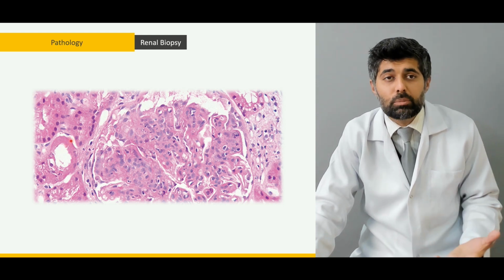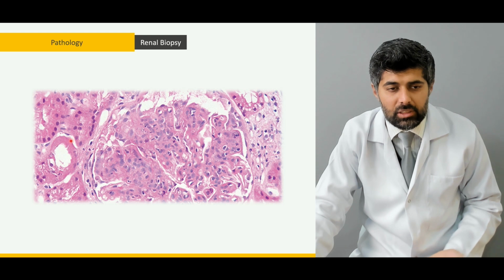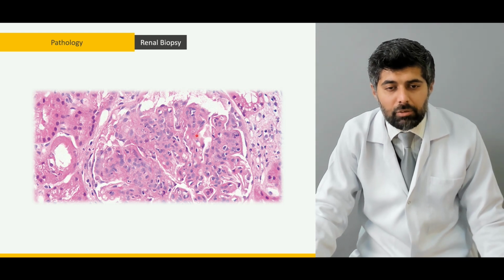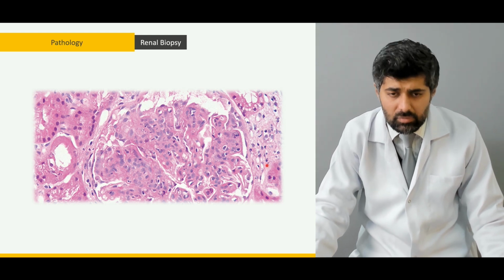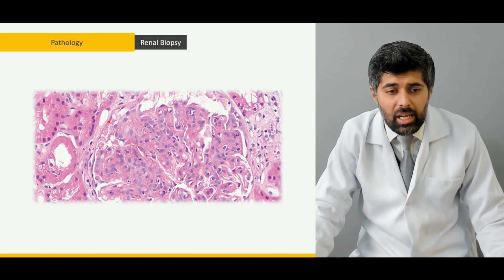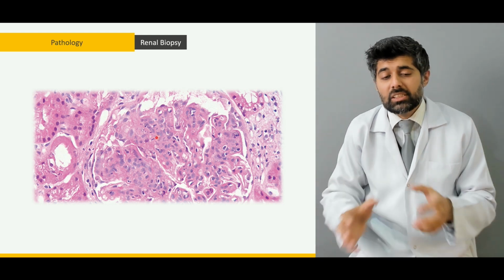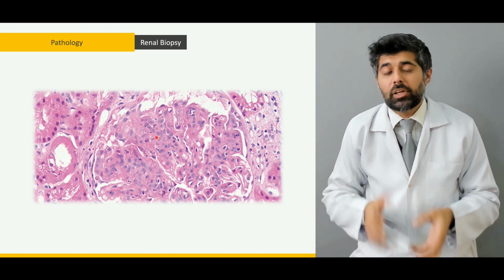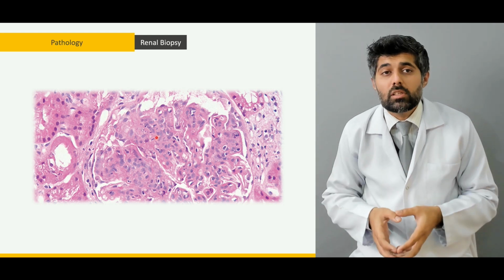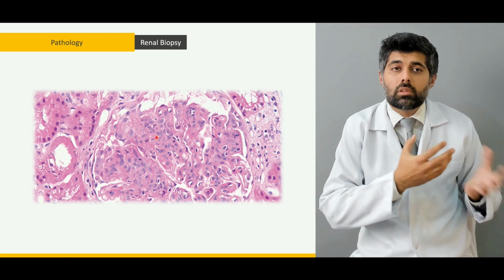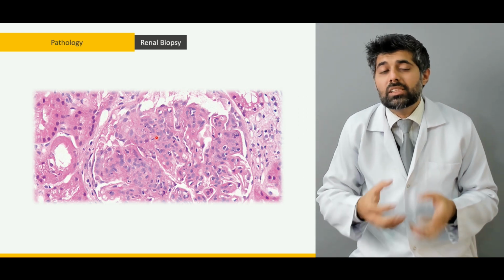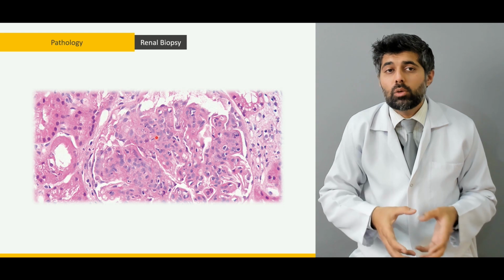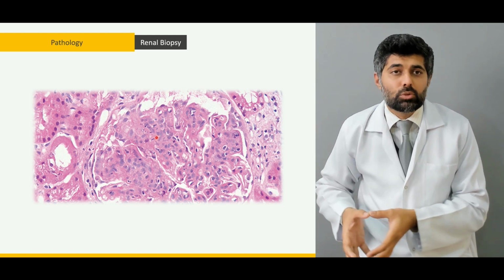Why? Because of the deposition of the antibodies. There is also the infiltration of the lymphocytes. There are a lot of lymphocytes, these blue dots, inside the cells, and because of this, this is very typical of a renal biopsy of a patient with lupus nephritis. Now, lupus nephritis is a component of systemic lupus erythematosus.